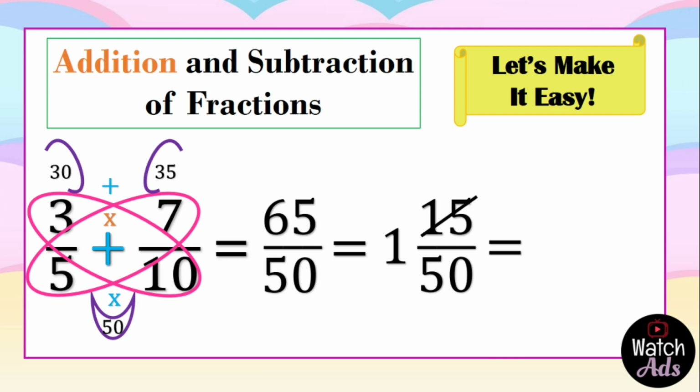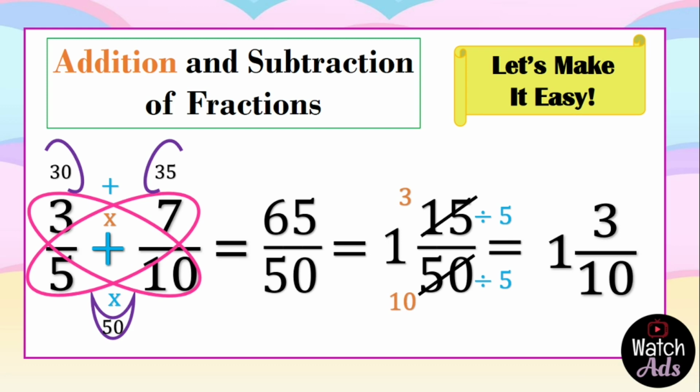So we cancel 15 divided by 5. We have 3. Cancel 50 divided by 5 is equal to 10. Now we have our fraction in the lowest term, or rather mixed number in the lowest term, 1 and 3/10. And that is our final answer.